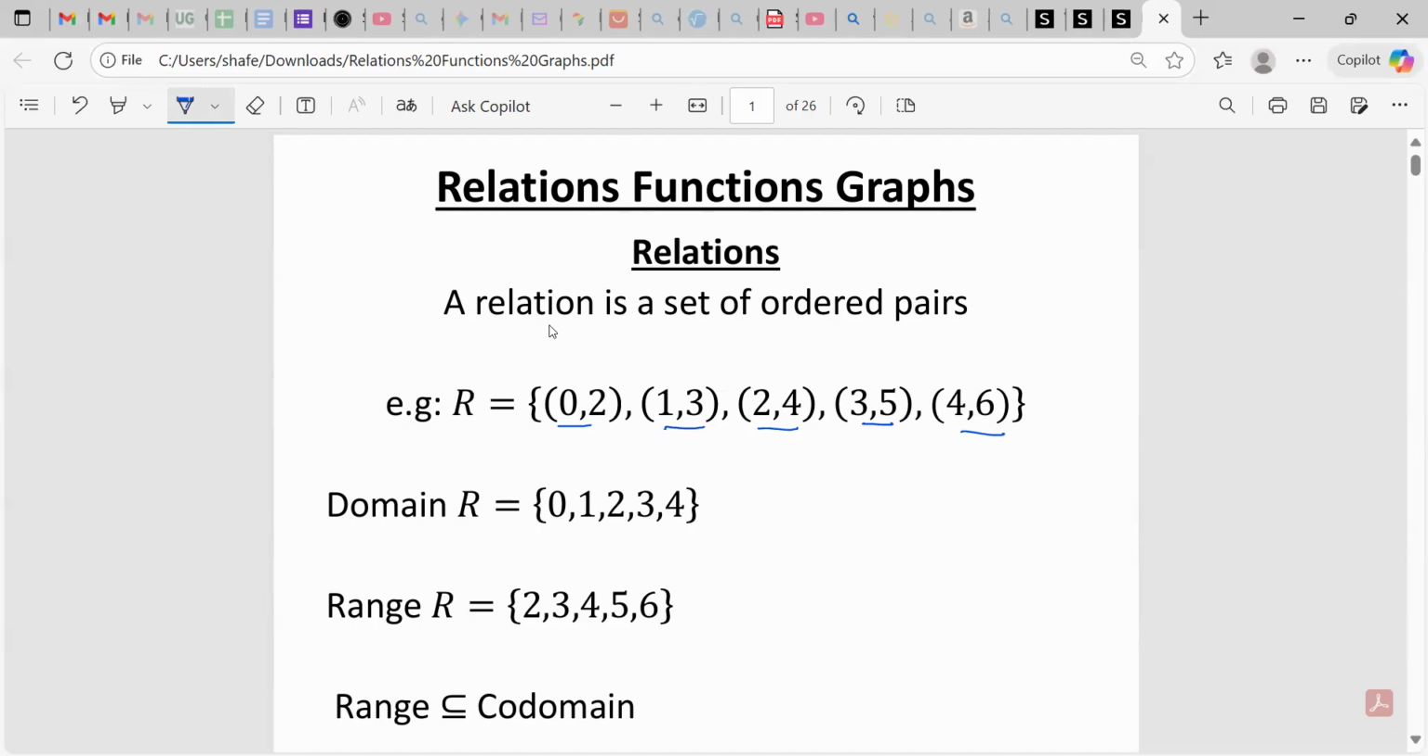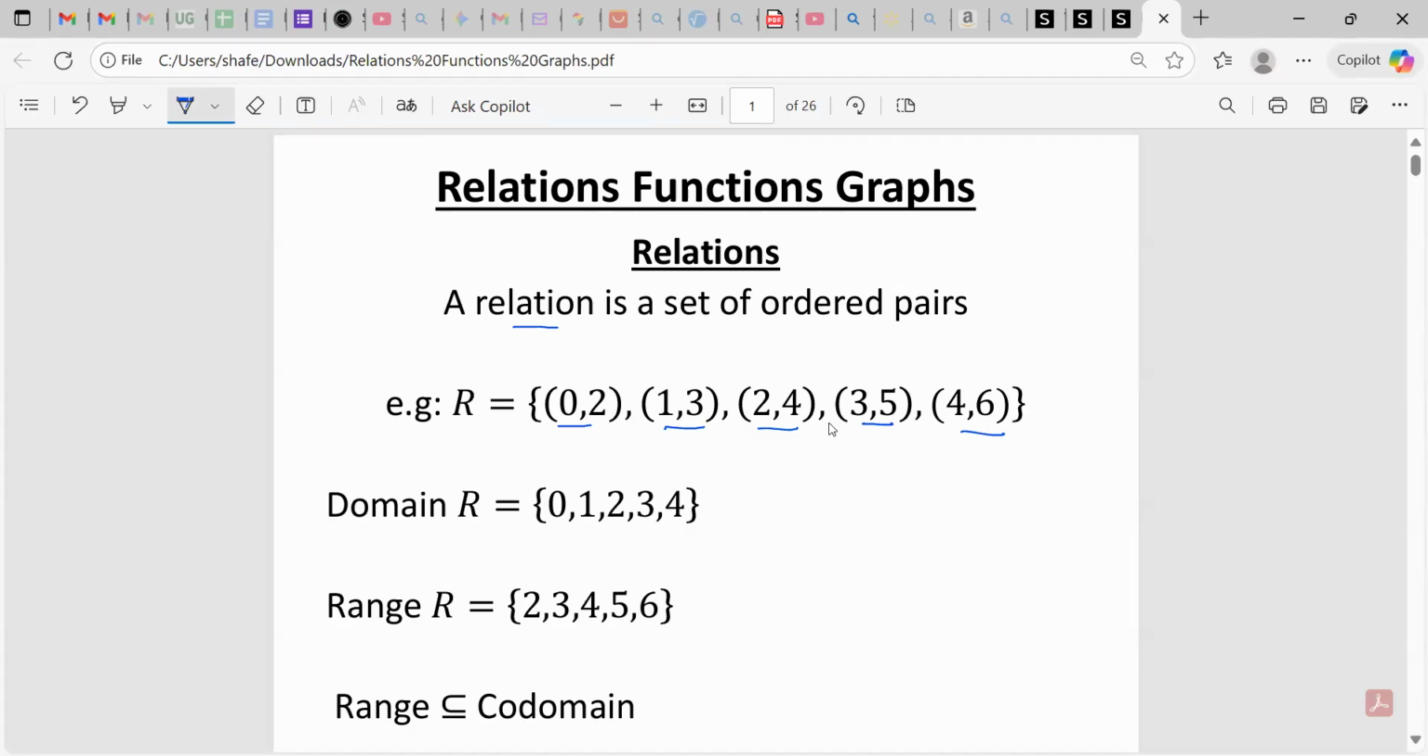And why they call it a relation, you can see that there's some kind of relationship between the first and second number. Look at it good. Can anybody say? Can you see the relationship? Look here. 0 and 2, 1 and 3, 2 and 4, and so on.